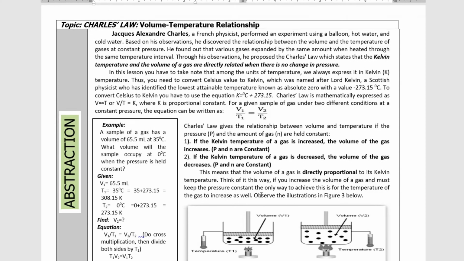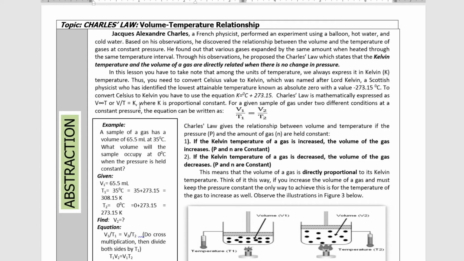Now, in this section, the abstraction, this will explain to you the entire concept of Charles' law. You need to take time to read this. I just want to note that Charles' law uses the absolute temperature. Okay, it is Kelvin, K. Now take note here, K is Kelvin temperature. We also call that the absolute temperature.